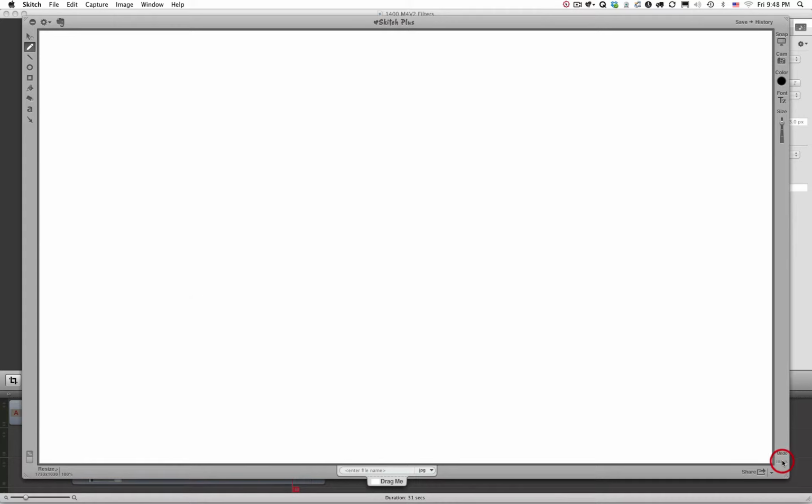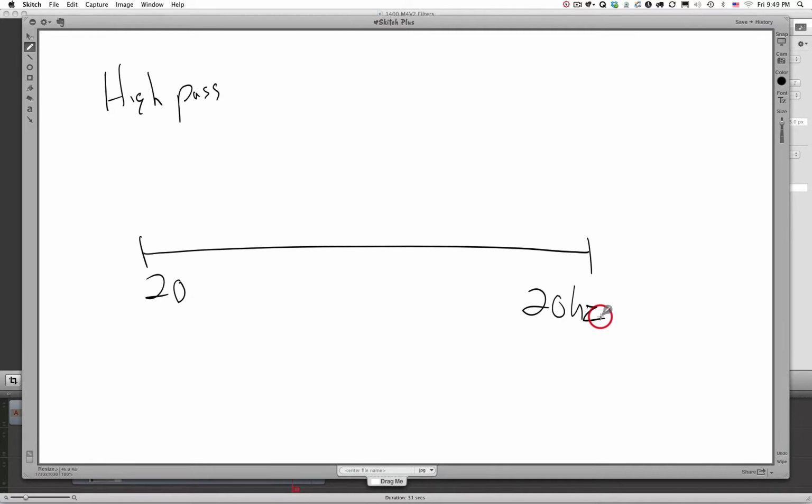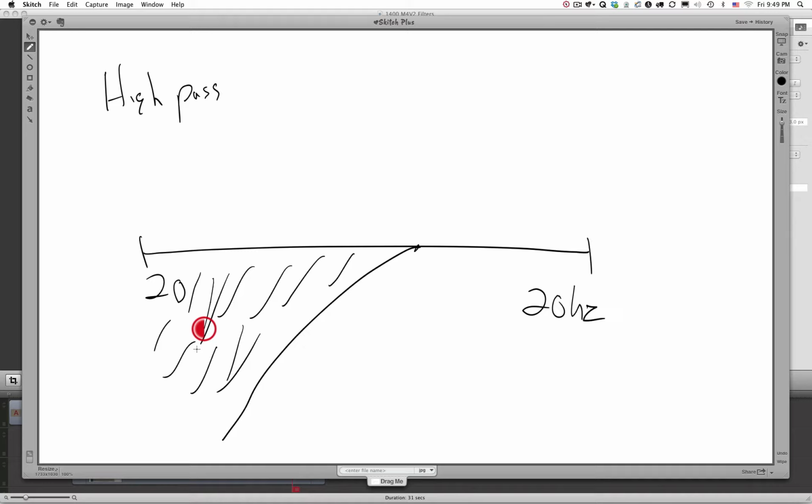Okay, let's diagram another filter type for you. So here's our drawing. Now I'm going to draw a high-pass filter. So again, it's going to allow the high frequencies to pass, which means the low frequencies will be removed. So this would be a high-pass filter. High frequencies are allowed to pass. Low frequencies down here are being removed. So that is a description of a high-pass filter.